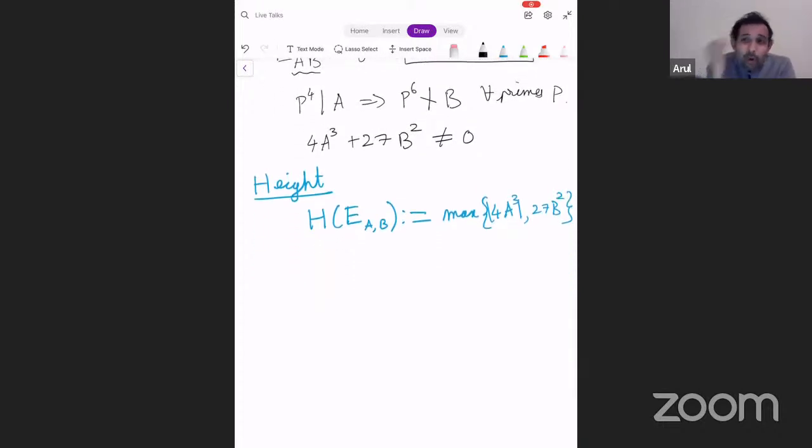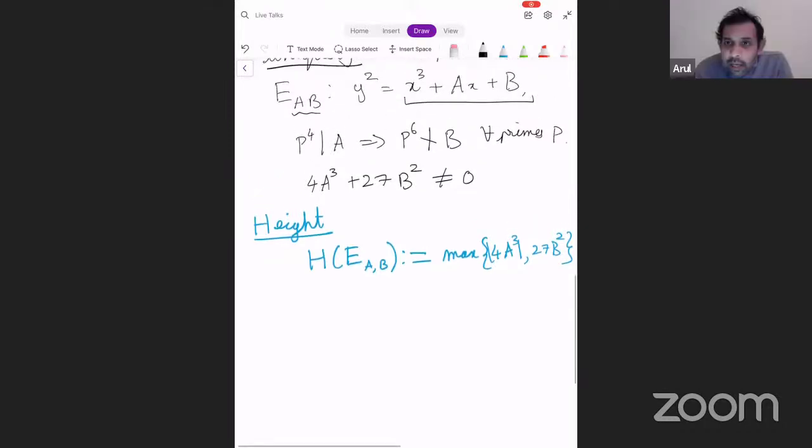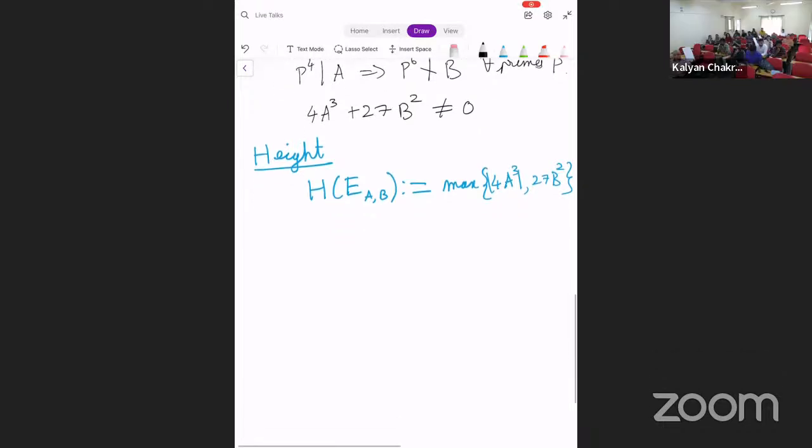We would like to order the elliptic curves by discriminant. To be perfectly honest, we would like to order elliptic curves by discriminant, but it turns out to be very difficult to understand the set of elliptic curves ordered by discriminant, because the problem is that a cubed and b squared, for all we know, could get very large and the discriminant could still be very small. So to avoid anomalies like that, we just order by the height.